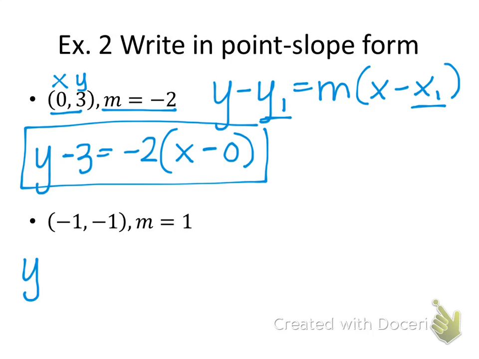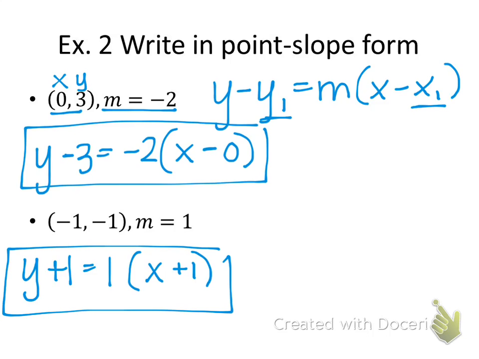Negative 1. But look at the problem. I have y minus y1. Well, what happens when y1 is already negative? Make it a positive, exactly. So I'm going to put y plus 1. Does everybody see why I had to do that? Because it was minus negative 1. Two negative signs always make a positive. Equals m, what did I get for m? 1 times x minus negative 1. So what am I going to do there too? Add 1. Make it a positive. And this is my point slope form.